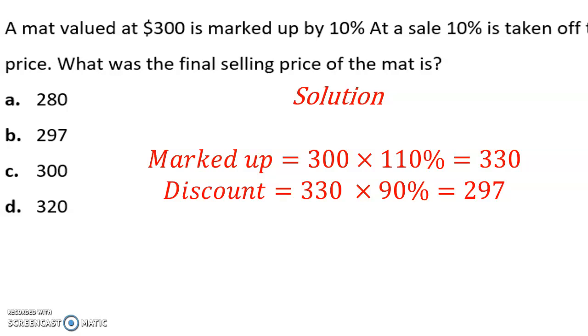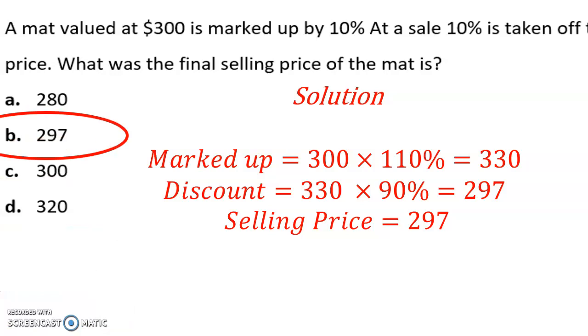What is the final selling price of the mat? So the final selling price of the mat is 297. They marked it up to 330 by 10%, and then when the person came to purchase, they discounted it by 10%, which means that the person paid 90%, which brings the selling price of the mat to 297. That means our answer is B. Good. All right.